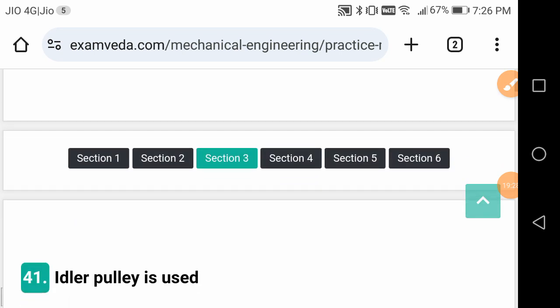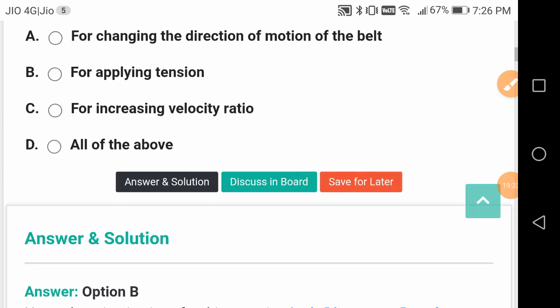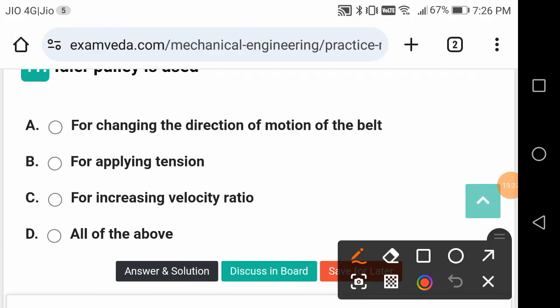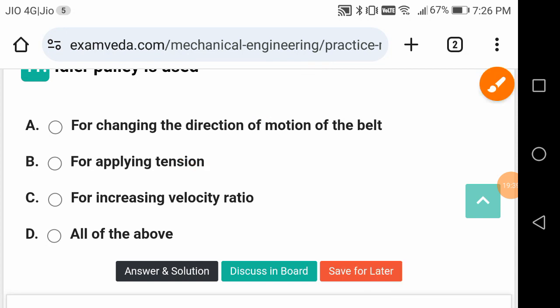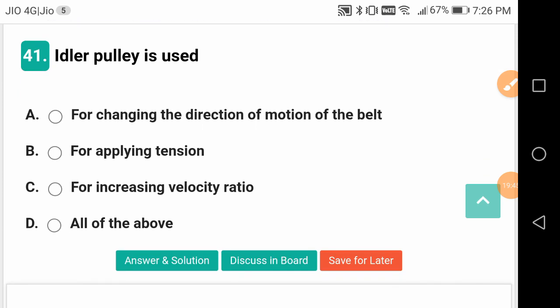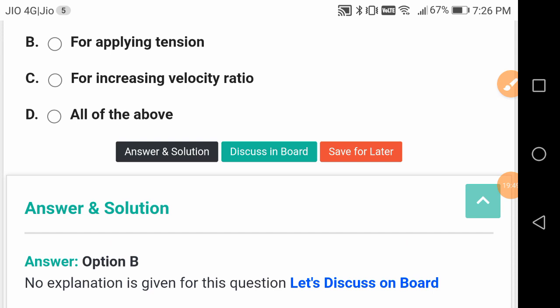Let us see some more questions. Idler pulley. What is the meaning? What is the use of idler pulley? It is basically for applying tension. Is it for changing the direction of the motion of the belt? No. For increasing the velocity ratio? No. Basically it is used for applying the tension.